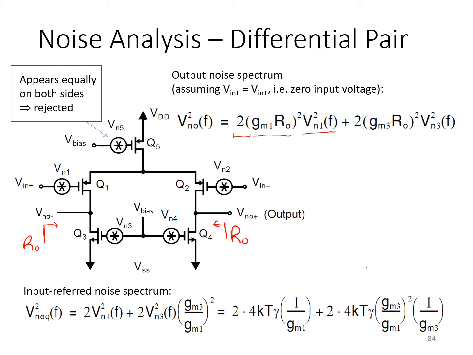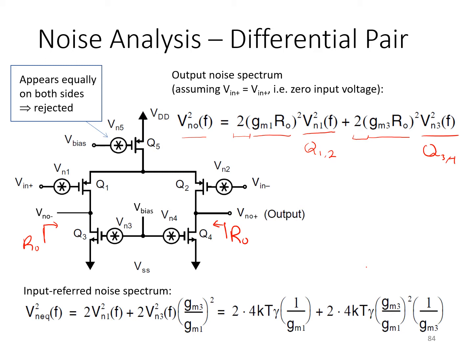Similarly, the noise from Q3 and Q4 is assumed to have the same noise spectral density, and they're multiplied by their own transconductances, GM34, times the same output resistance. And again, there's 2 such transistors, so we've got the factor 2 here. So this then is the output noise spectrum. It has 4 terms, 1 from each of the 4 transistors, Q1, 2, 3, 4.